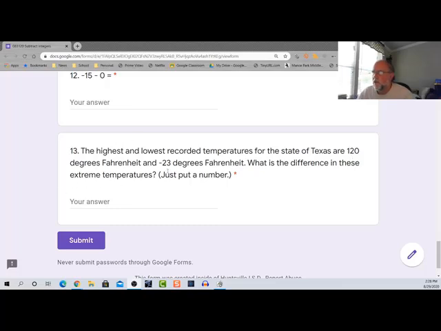So when you're looking at that particular question, the highest and lowest recorded temperatures for the state of Texas are 120 and negative 23. What's the difference, or what's the distance, between these two extreme temperatures? You always take hot minus cold. Then all I want you to do in this answer spot is put the number for the temperature. Do not try to put degrees Fahrenheit because it just doesn't work. Just put a number and that will be sufficient. When we're finding the difference between temperatures, it's always going to be a positive number, so keep that in mind when you're doing this.